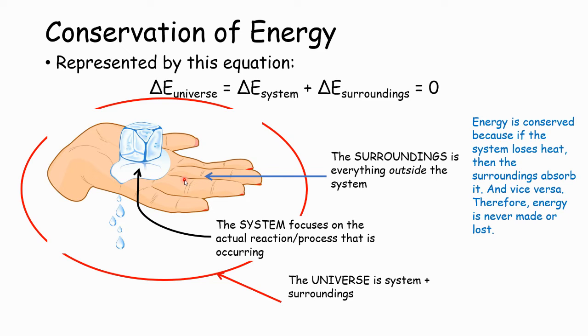So the ice cube is a system. So the heat that the surroundings lost has been gained by the ice cube. So therefore, there is no actual loss or production of heat. It's just been transferred. That's what is going on with conservation of energy.